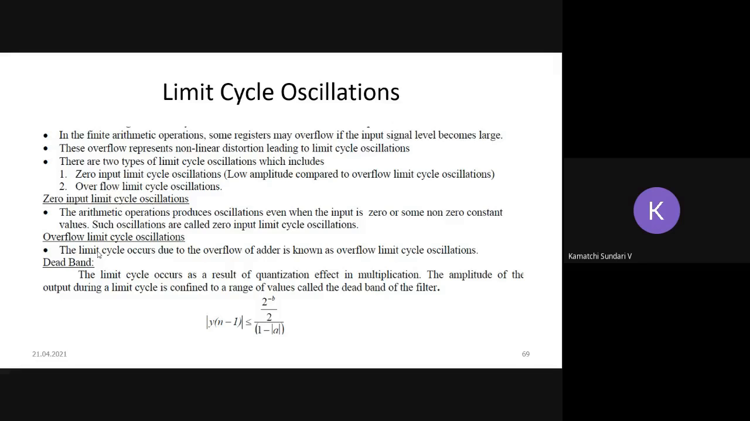Here the important calculation while doing our limit cycle oscillation computation is the deadband. The limit cycle occurs as a result of the quantization effect in multiplication. The amplitude of the output during a limit cycle is confined to a range of values. That is, it oscillates between two different values, from minus 5 to plus 5, or from minus 10 to plus 10. So it is confined to a range of values called the deadband of the filter. The deadband is calculated with this formula. This is the formula for calculating the deadband of the filter.